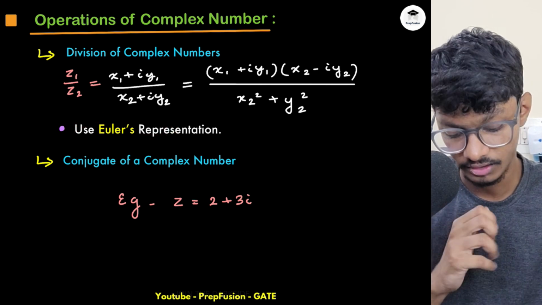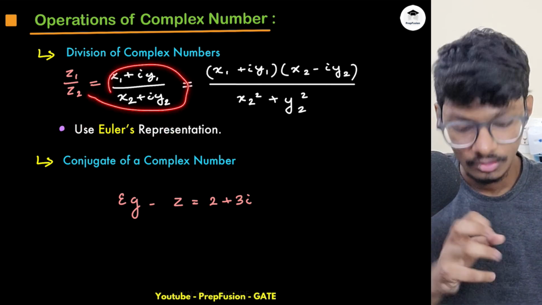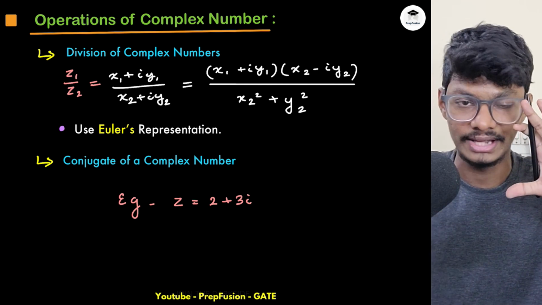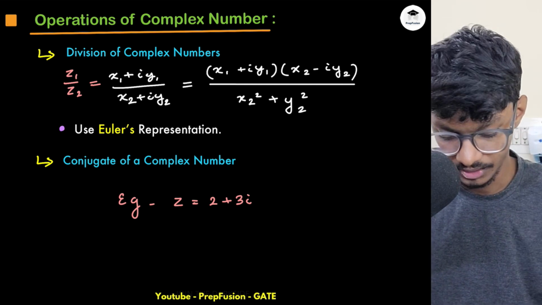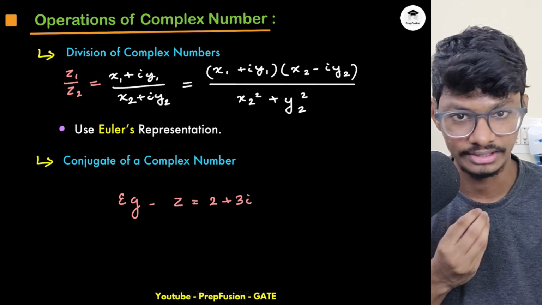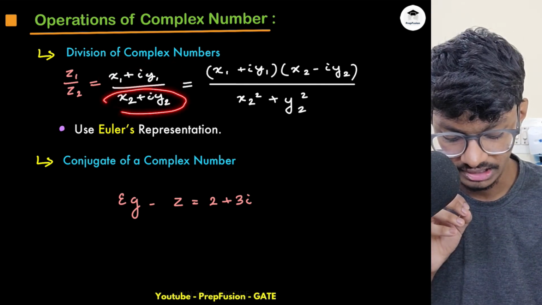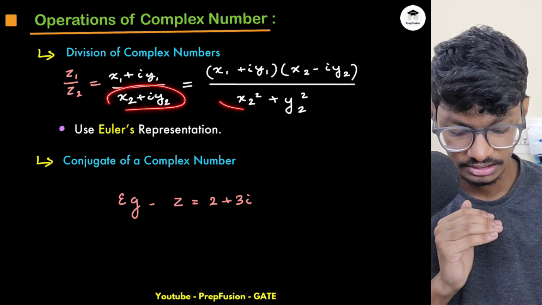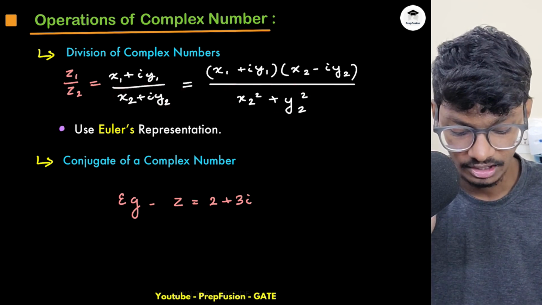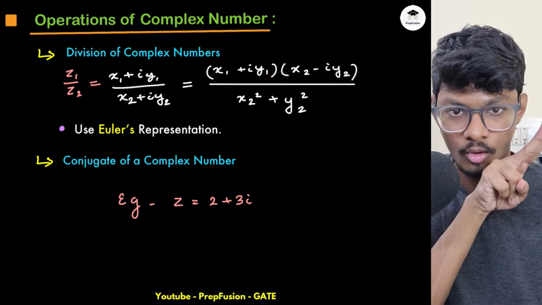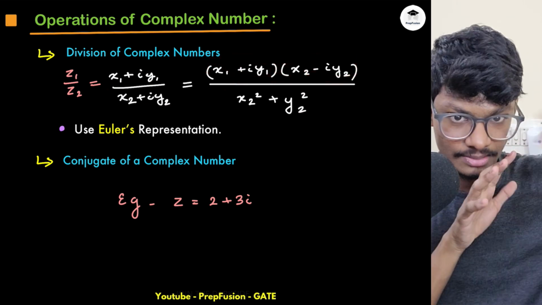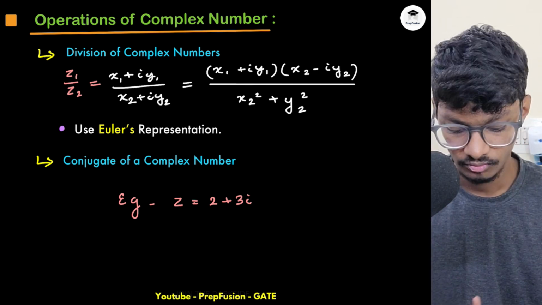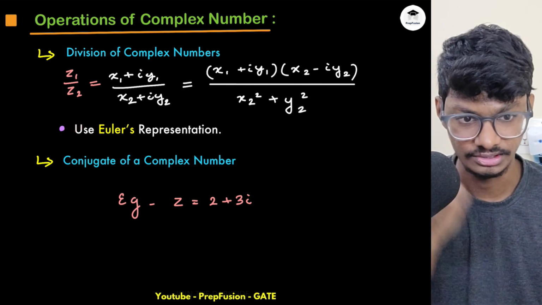What are you doing here? We want to convert this into simple terms, separating it into simple imaginary and real terms. But here it is not like that. So what I do is cross multiply with x2 minus iy2 to make the denominator purely real, and again with multiplication of two complex numbers, I can separate out the real part and the imaginary part. But this is messy. What we will use is Euler's representation, which we will learn later on.